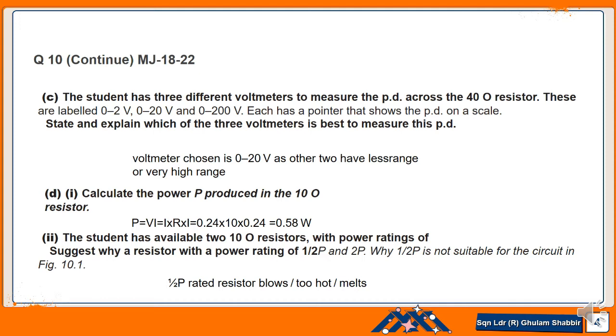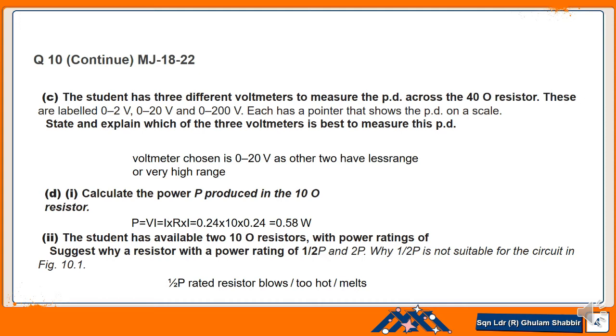Okay, now the D part is to calculate the power. The power formula is P is equal to VI, and V is IR. So I into R into I, 0.24 into 10 into 0.24.